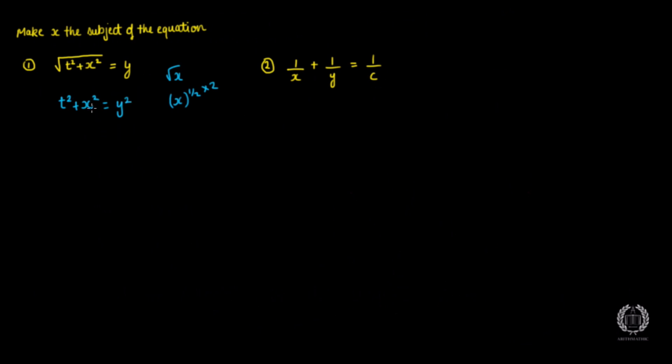So now you've taken the square root. Because now you want to make x squared the subject, you need to get rid of this t squared and bring it to the other side. So x squared stays here, and y squared stays here, and bringing t squared to the other side now becomes minus t squared. But remember, you want x, not x squared. So the final step you have to do if you want x is x equals the square root of y squared minus t squared.